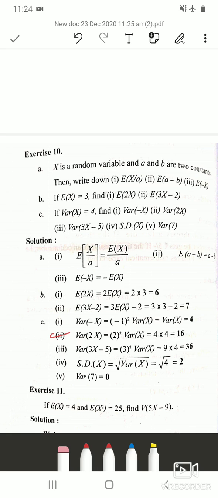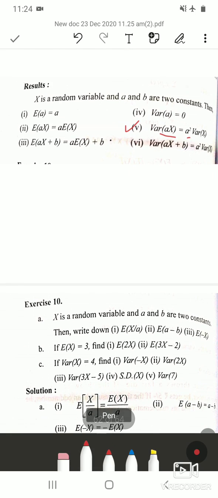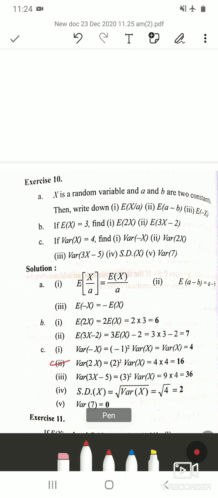So in C, the second sub question is variance of 2x. So again, using the fifth result, in place of a we have 2. Therefore variance of ax is a square into variance of x. So in place of a we have 2, which is 2 square into variance of x. So 2 square is 4 and variance of x is 4. Therefore variance of 2x is 16.